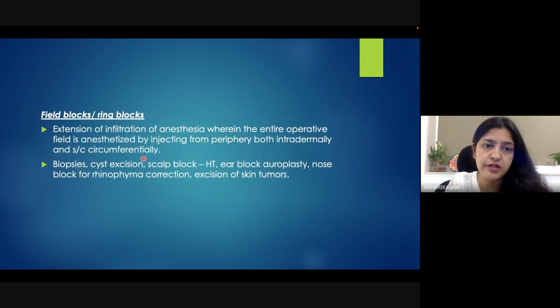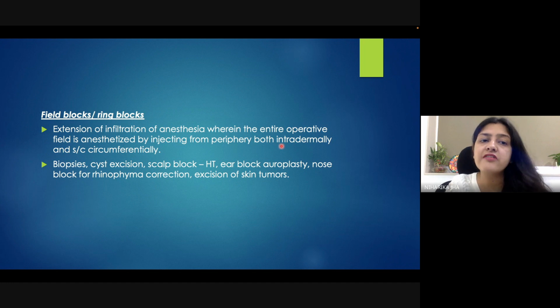Tumescent anesthesia can be used for doing procedures such as dermabrasion, skin grafting, hair transplantation, rhinophyma corrections, and other surgeries. Then there is field block or the ring block. As the name suggests, it provides a field of anesthesia or a ring of anesthetic area where we are going to operate. So anesthesia is seen in the entire operative field by injecting in the peripheral area, in both intradermal or subcutaneous fashion, but in a circumferential fashion.